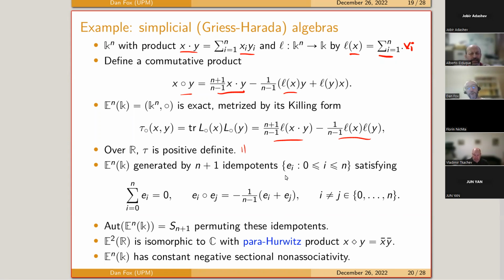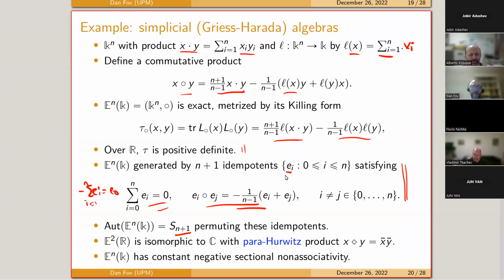The way that this algebra is usually presented is that it's generated by n plus one idempotents. These are literally the usual coordinate vectors in K^n. And their products satisfy this identity, and they sum to zero. Well, I've added in an n plus first one, which is just minus the sum of all of the e_i's. That's what e_0 is. Okay, so you have these n plus one idempotents, and the point is that one can prove that the automorphism group of this algebra is the symmetric group on n plus one elements, acting as permutations of these idempotents.